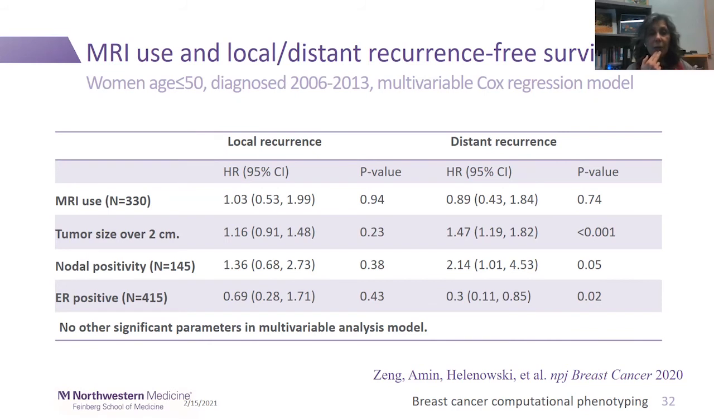So this is the multivariable Cox regression model. And here too, you see that MRI use was not associated with any benefit in terms of local recurrence risk or in distant recurrence risk. The parameters that were suggestive of an association with risk were related to tumor size and node positivity, both of which were adverse features, with larger nodes, larger tumors, and positive nodes. And then hormone receptor positivity was protective, and this is all well established in the literature, so these trends are exactly as expected. There were no other significant parameters in the multivariable model.